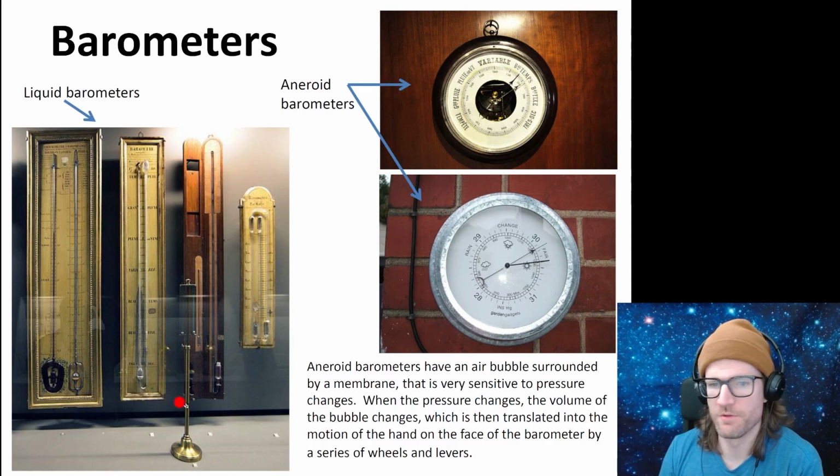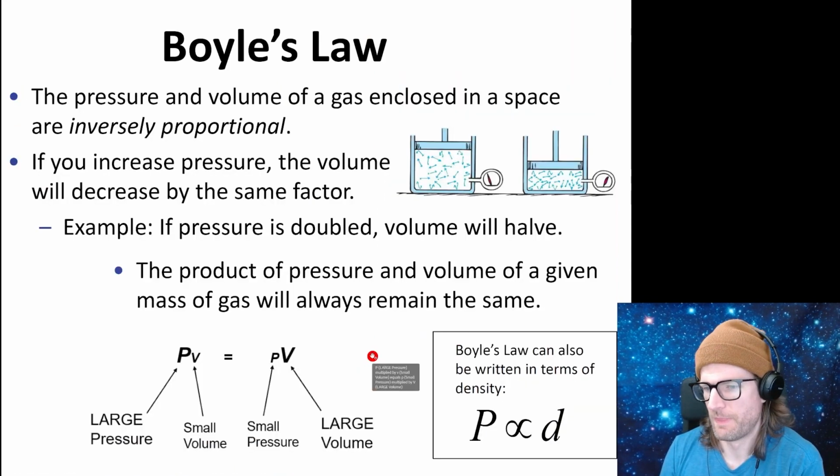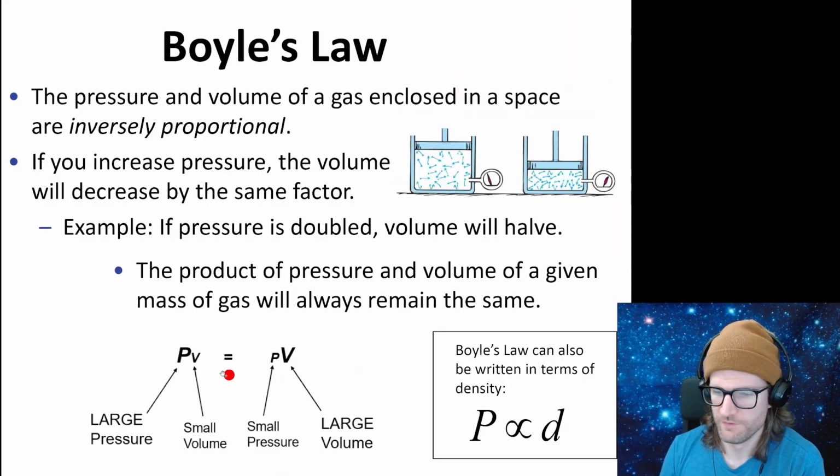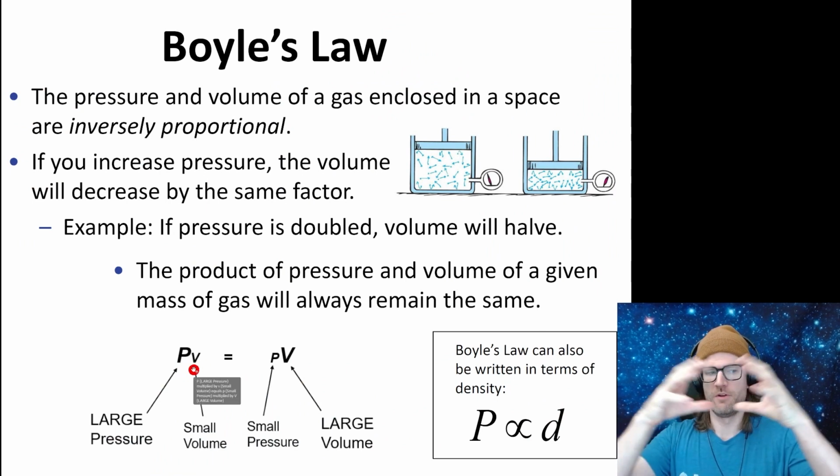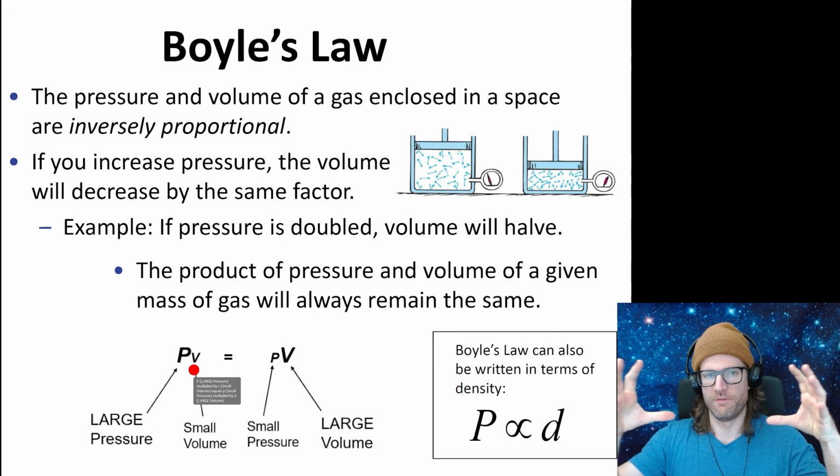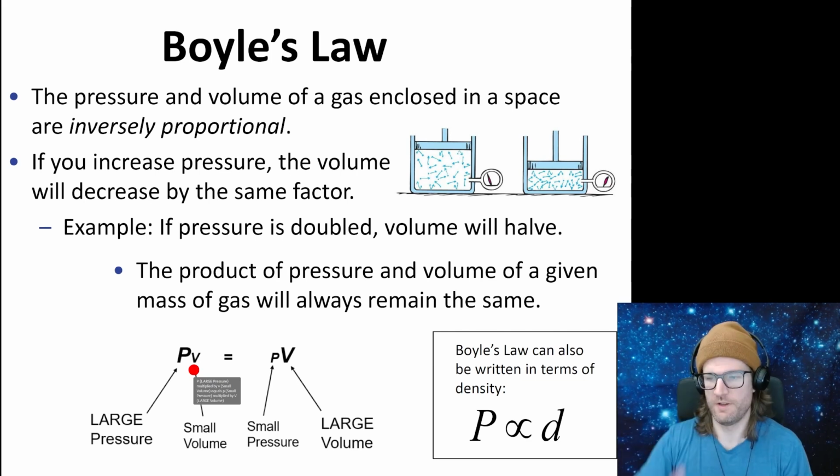Here's some examples. There's Boyle's law, which gives us the relationship between pressure and volume. If volume goes up, pressure goes down. If volume goes down, pressure goes up.